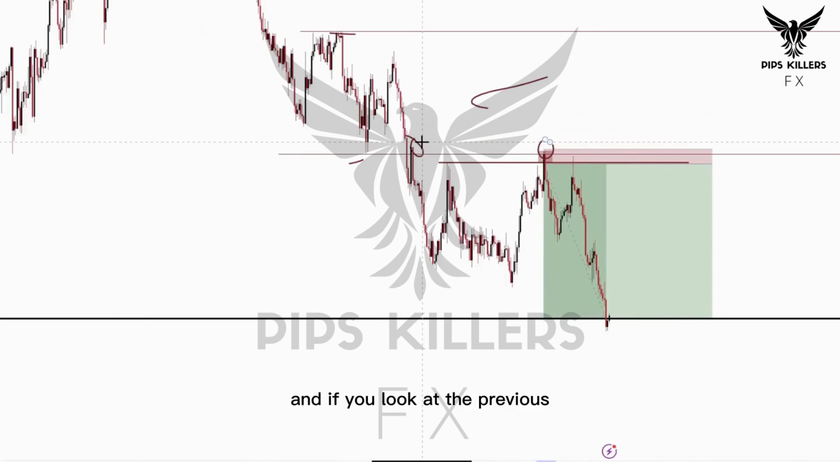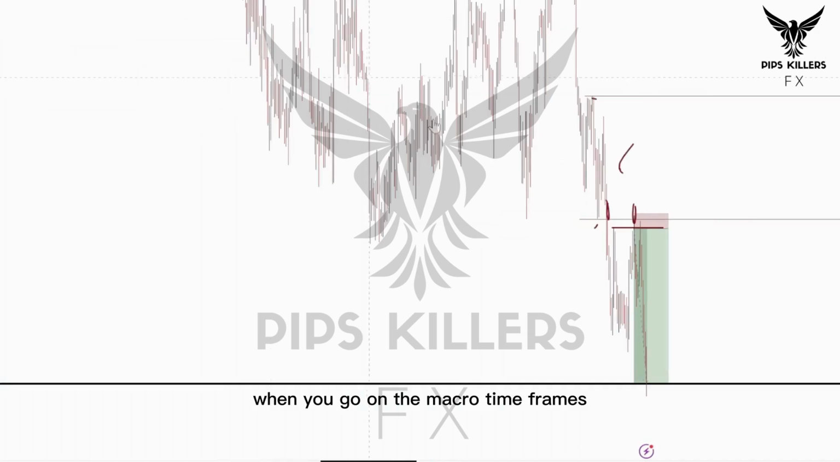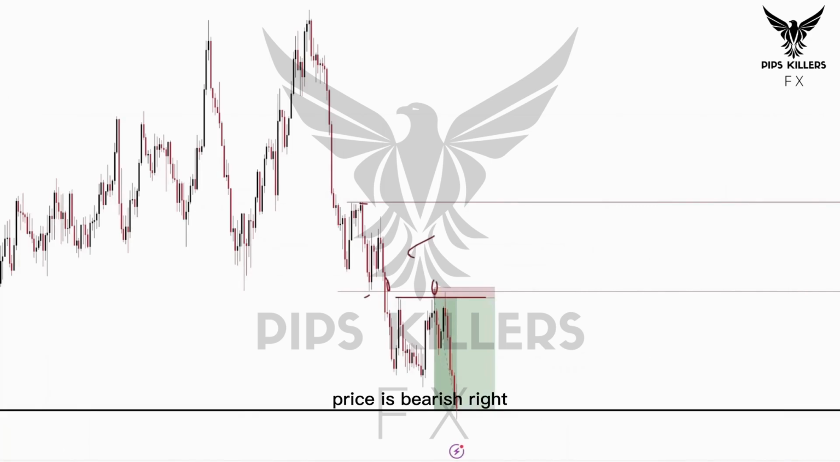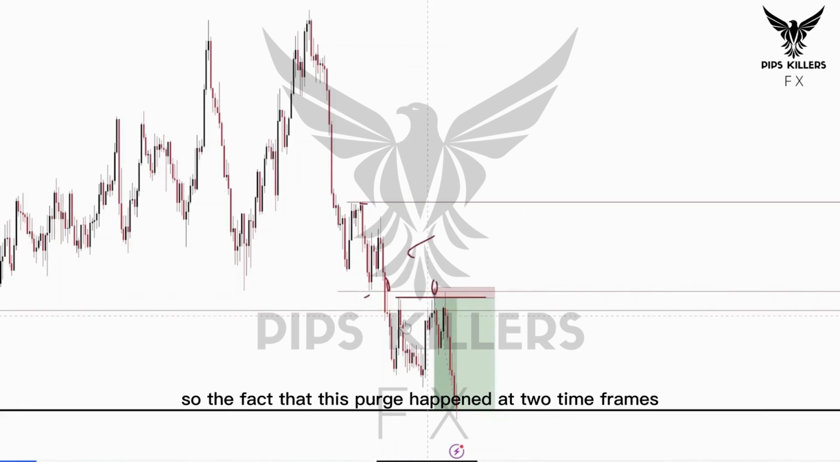And if you look at the previous structure, when you go on the micro time frames, price is bearish, right? And if you look even closer, it took out a major macro structure. So this is hanging out at the bottom. So the fact that this purge happened on 2 time frames, outside of my micro range, it also happened outside of the macro range.